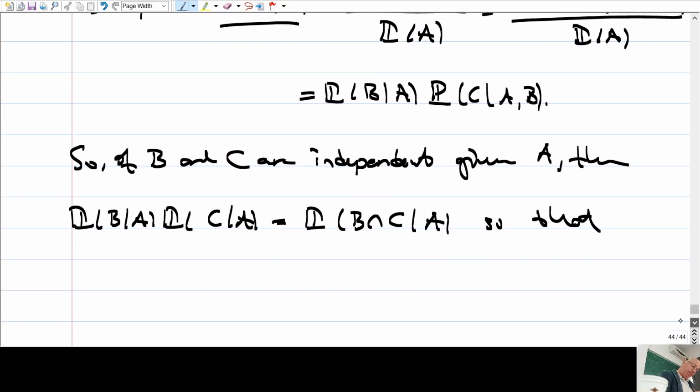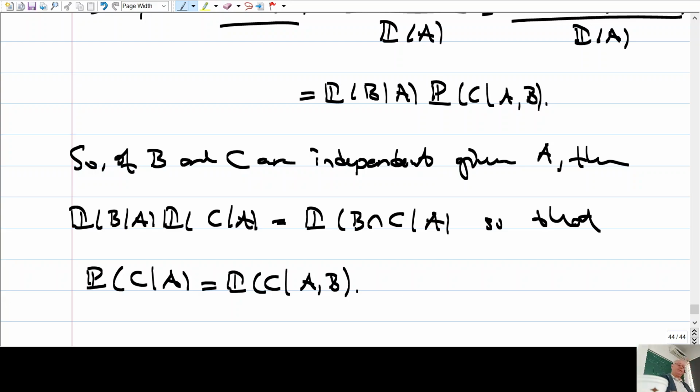So that P(C given A) is equal to P(C given A, B). Okay.